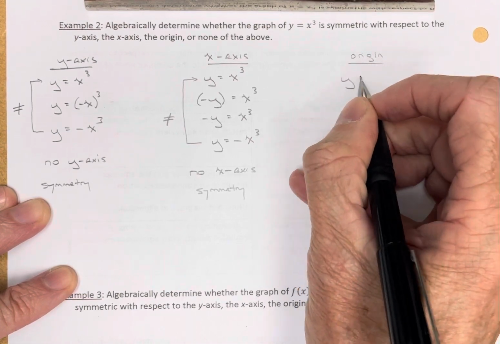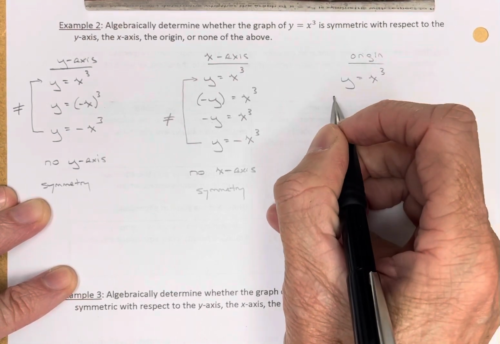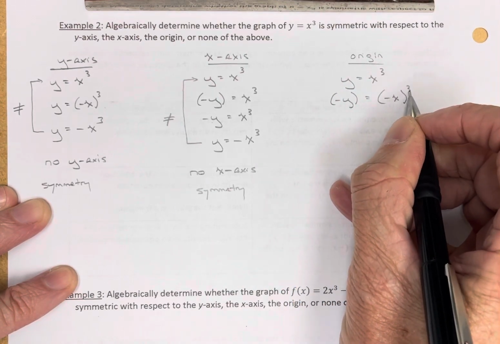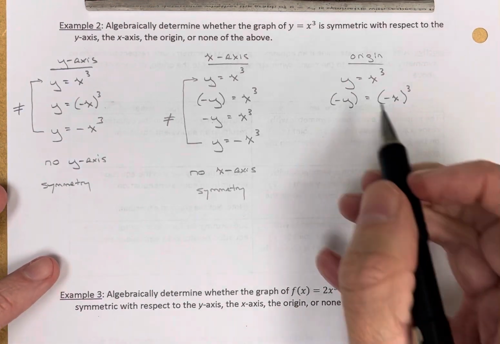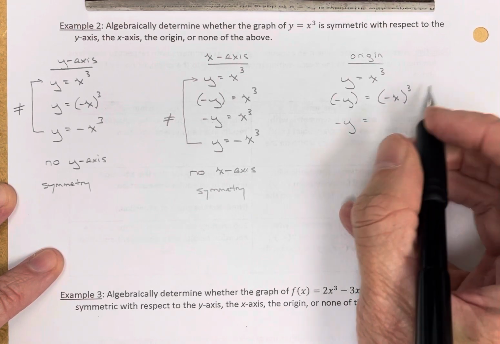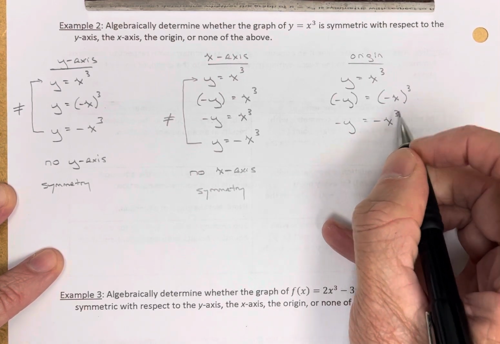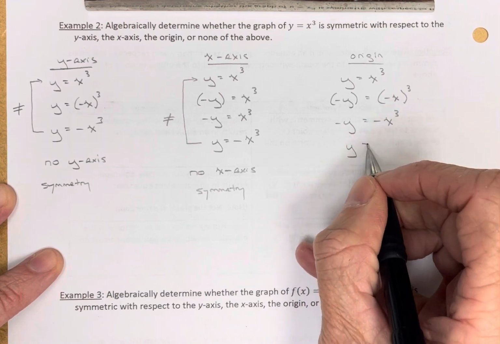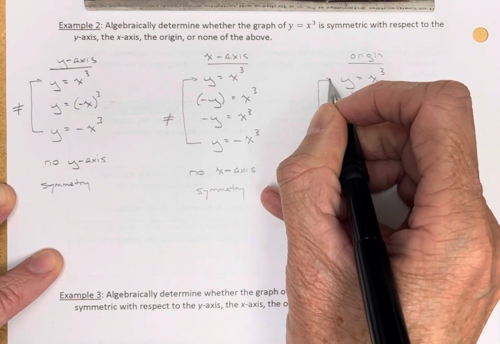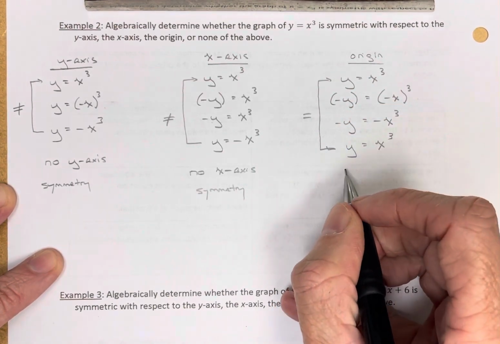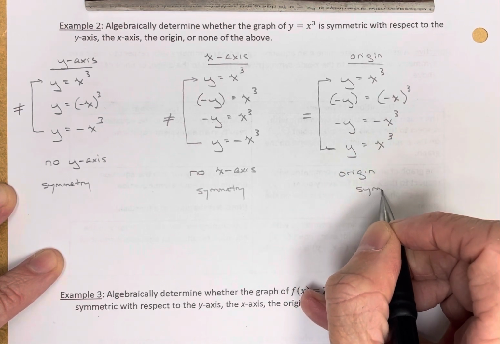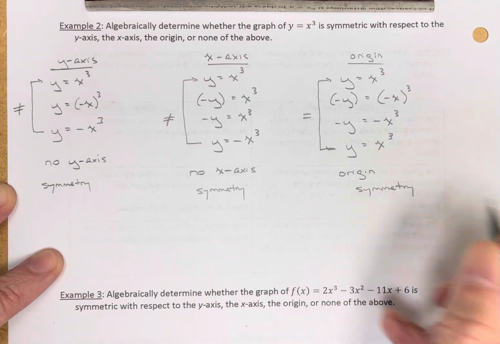Let's check the origin. Okay, original equation, y equals x cubed. Let's replace y with negative y and x with negative x. Again, I use parentheses so I don't lose my negatives. Left side's the same thing. The right side, negative x times negative x times negative x is negative x cubed. Multiply both sides by negative 1 and y equals x cubed. Ha! Look at that. Those two are identical. So it has origin symmetry, symmetric with respect to the origin.